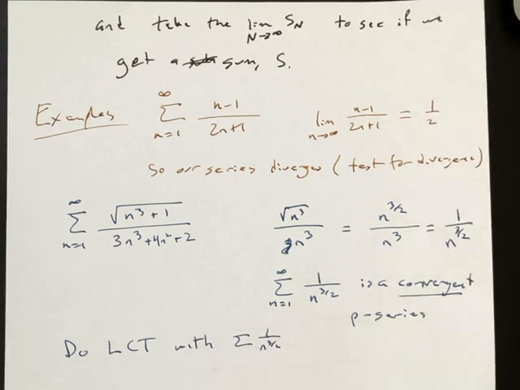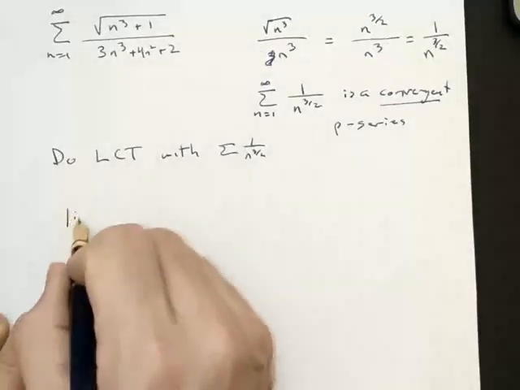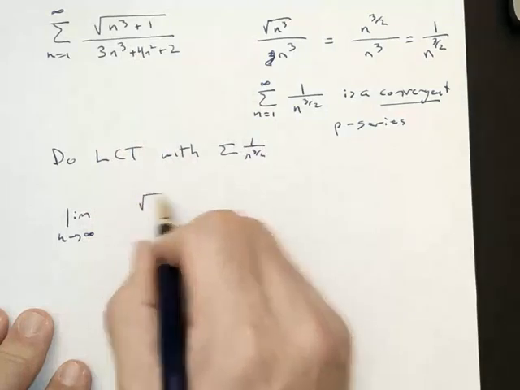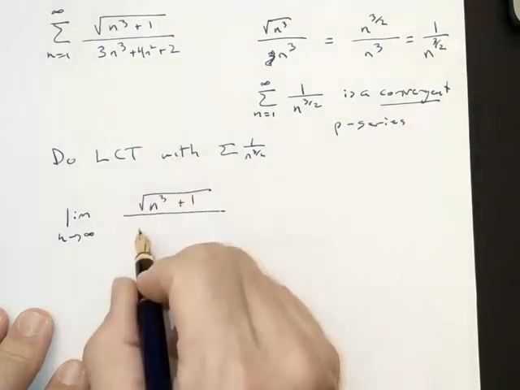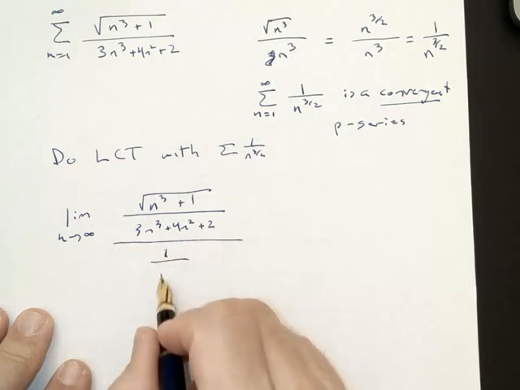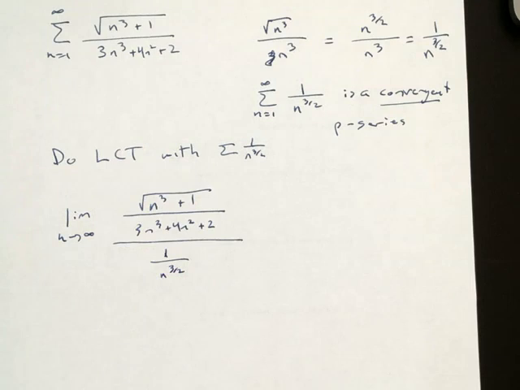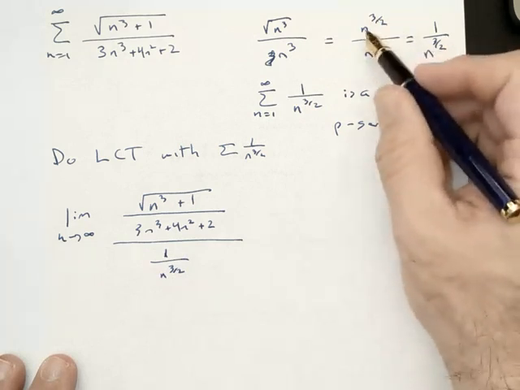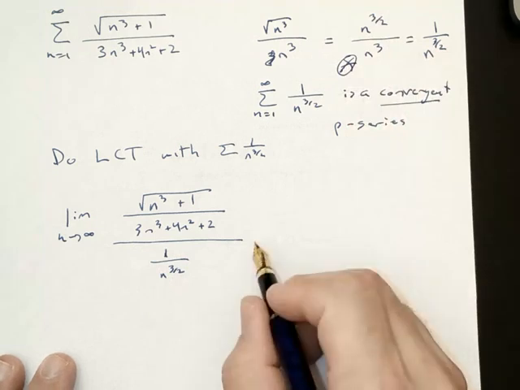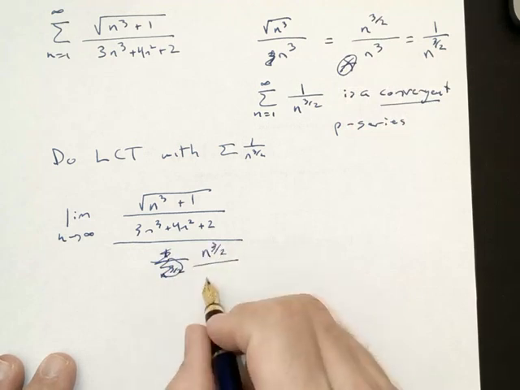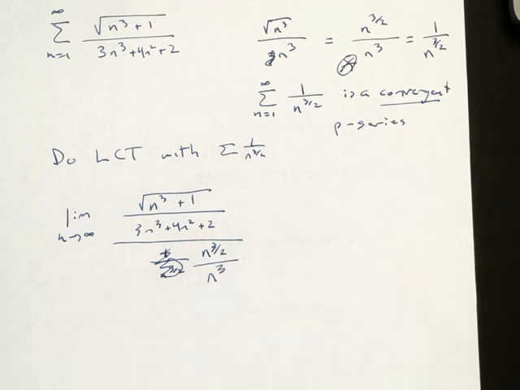And that means I'm going to take a large and fairly ungainly limit. The limit, as n goes to infinity, of a_n over b_n. You know what? I think I'm going to write this limit with this. So instead of 1 over n to the 3 halves, I'm going to write n to the 3 halves over n cubed.